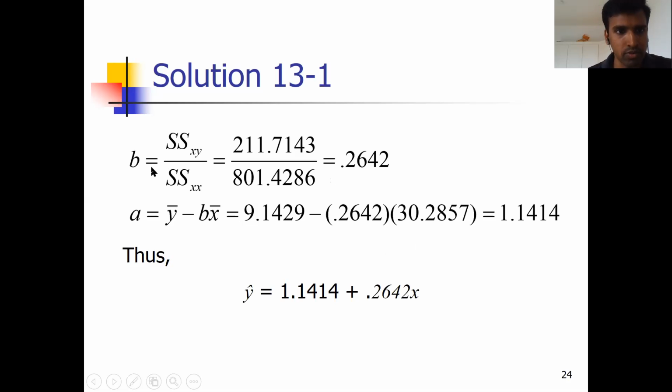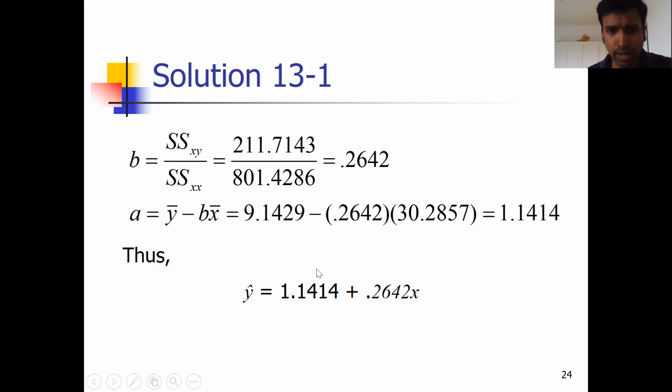Now if you want to find the value of b, b is equal to 0.264, and a is equal to the mean of y minus b times the mean of x, which we computed already, which means a is equal to 1.14. If you substitute this information into the equation, we have y hat, the predicted y, equal to 1.14, which is the value of a, plus 0.264 times x, the product of 0.264 and x.